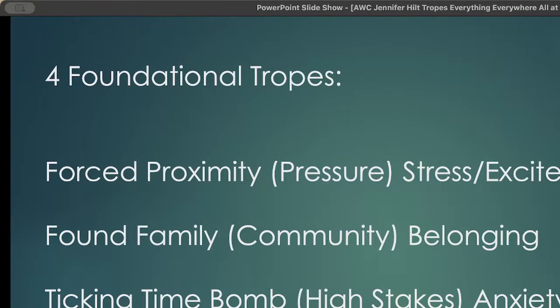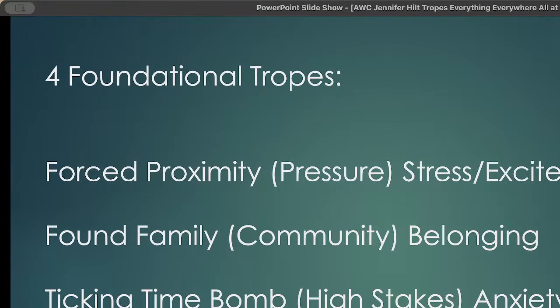And why that's important, in parentheses I have the role that the trope plays. So for forced proximity, it's adding pressure to the story. And then after that, I put stress and excitement, and that's kind of the emotions generated by your story. Found family, the role of that is creating community for your story, and belonging is the emotion there.